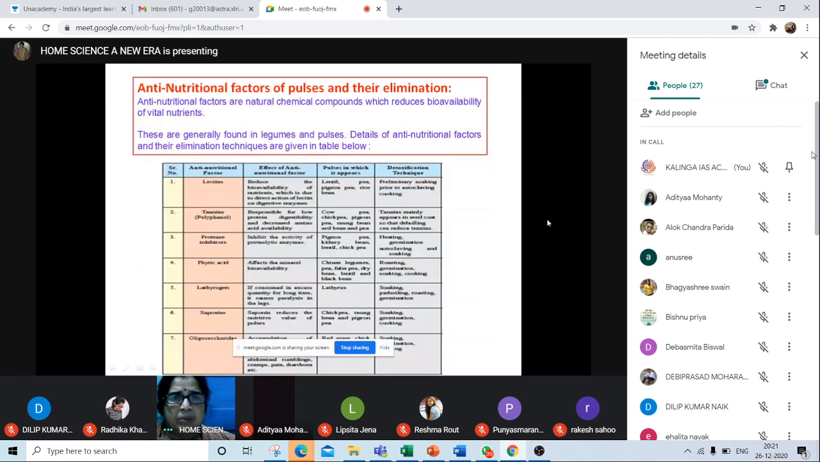Then anti-nutritional factors of pulses and their elimination. These factors are natural chemical compounds which reduce the bioavailability of the vital nutrients. These are generally found in legumes and pulses. Details of the anti-nutritional factors and their elimination techniques are given in the table.